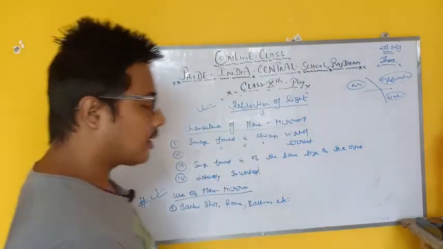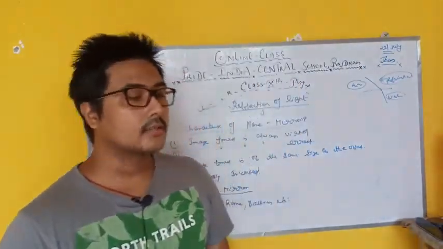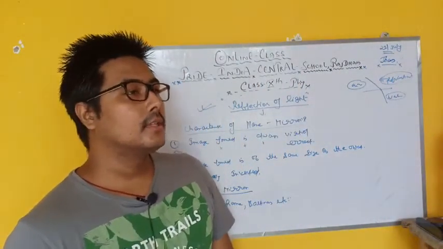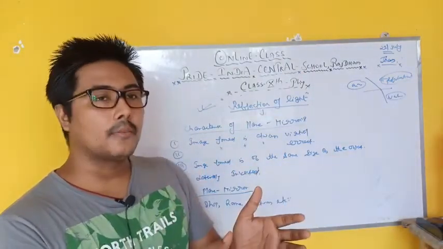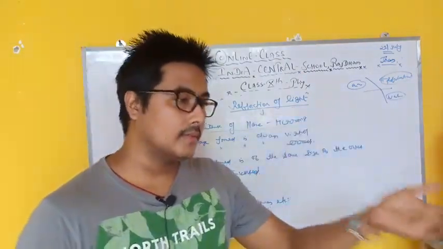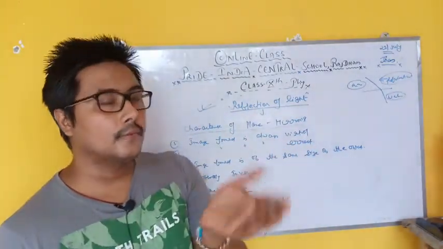So this completes the introduction to the chapter reflection of light, and next we will move on to spherical mirrors, and we will see how images are formed when the object is kept at the focus, between the center of curvature and the focus, or beyond the center of curvature, or between the focus and the pole.